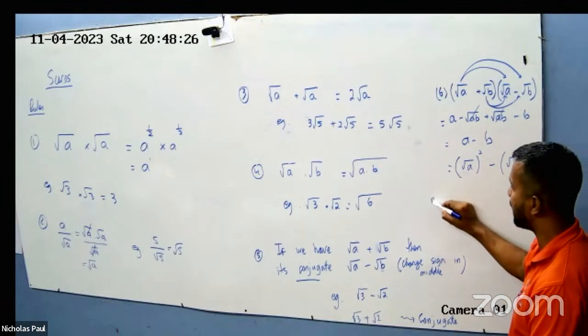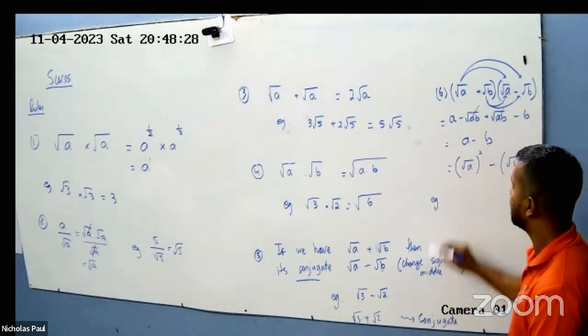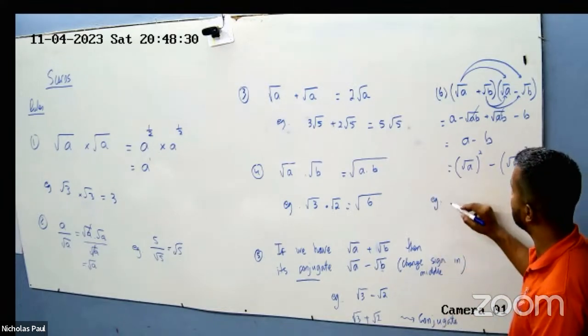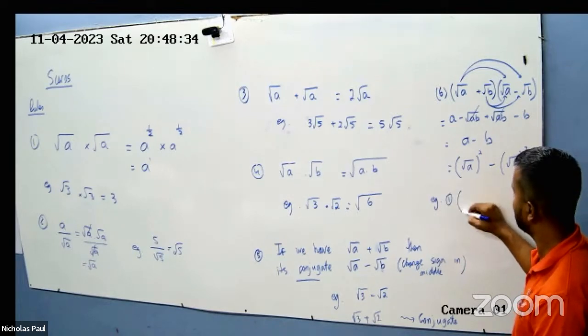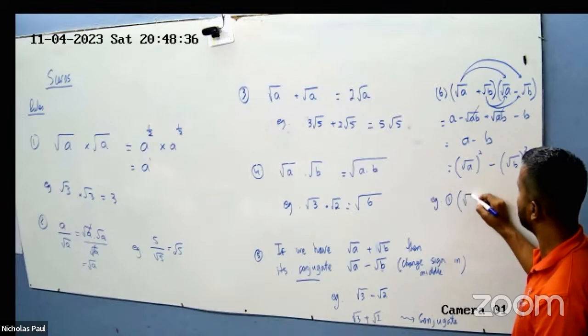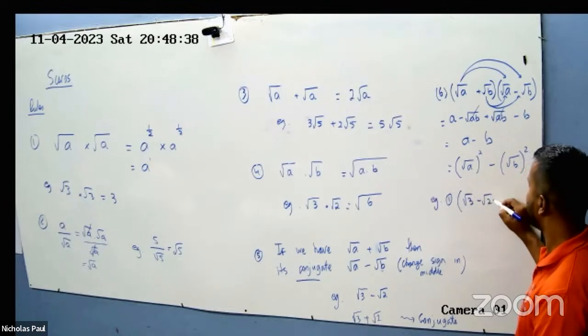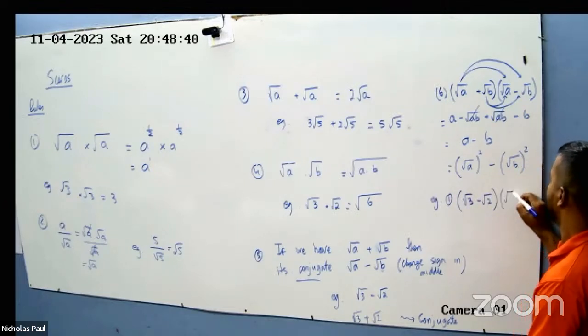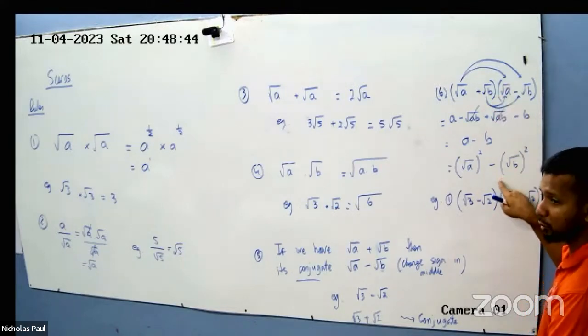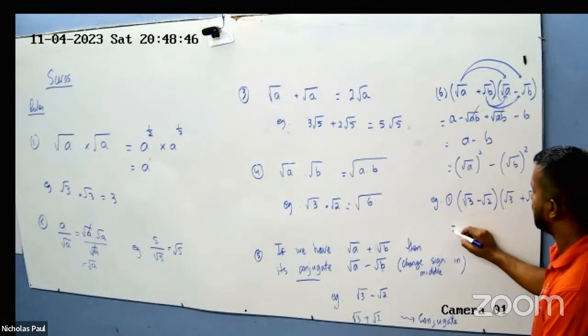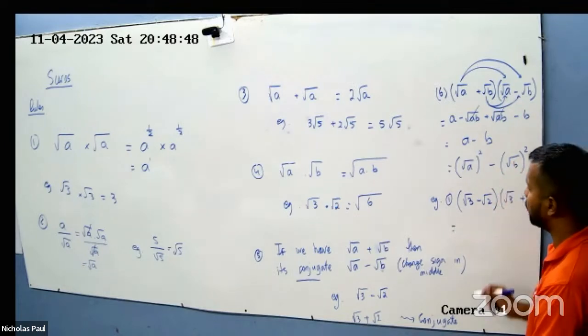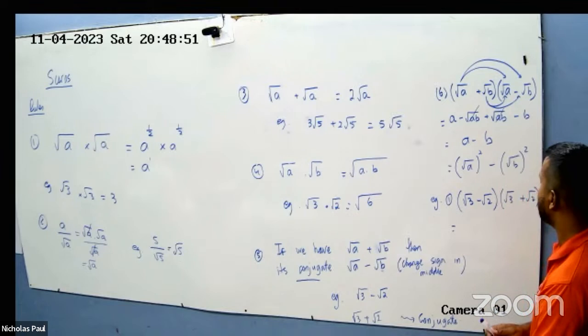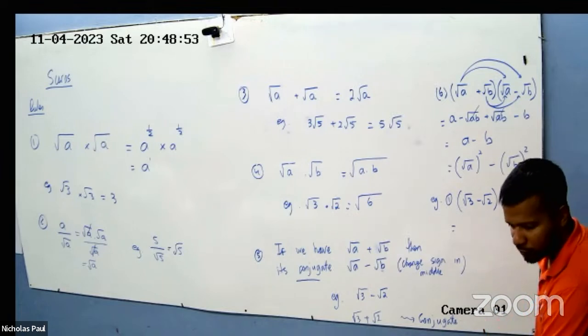Let's try one example before we move on again. Try root 3 minus root 2 by root 3 plus root 2. Don't do all of this, just use the rule. Root 3 minus root 2 by root 3 plus root 2.